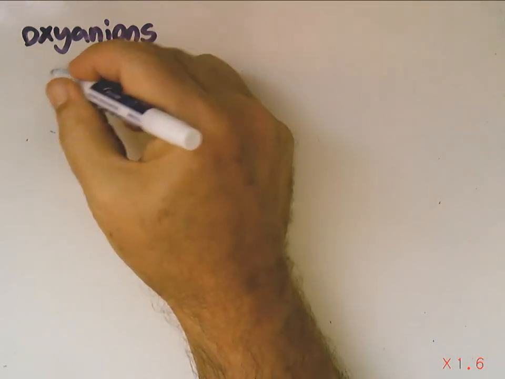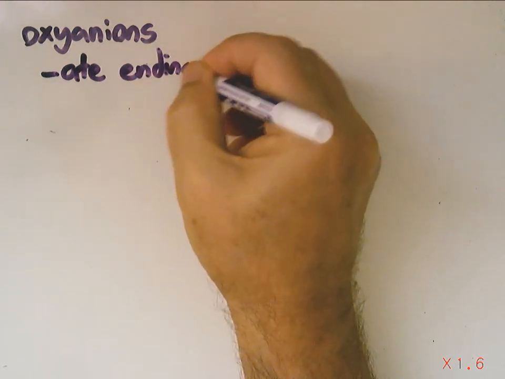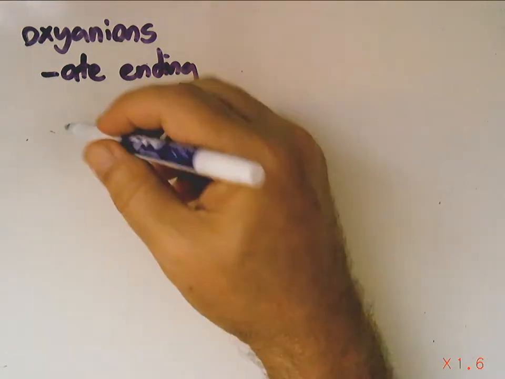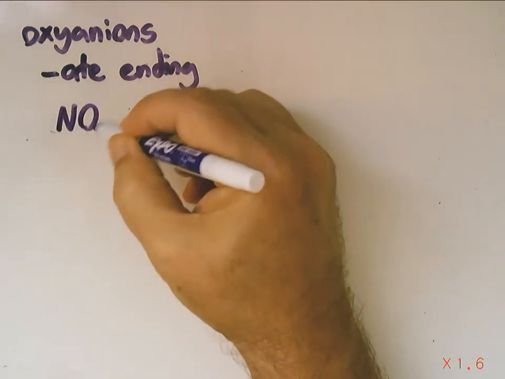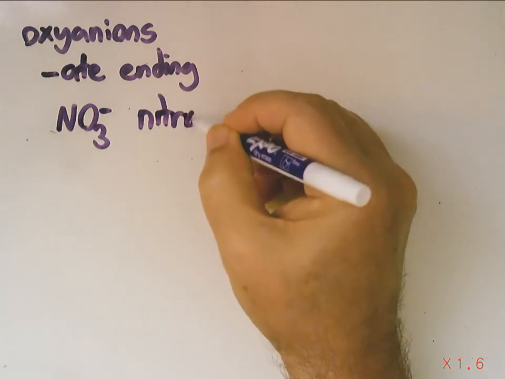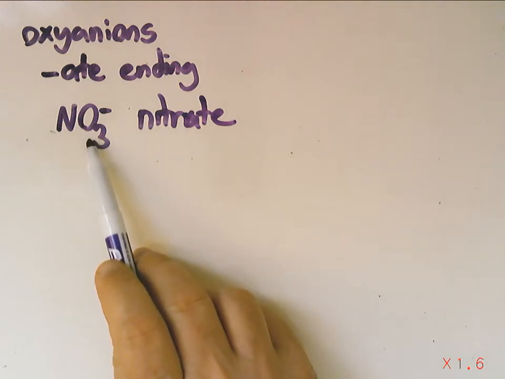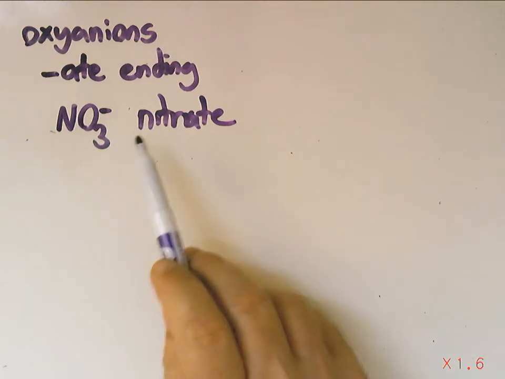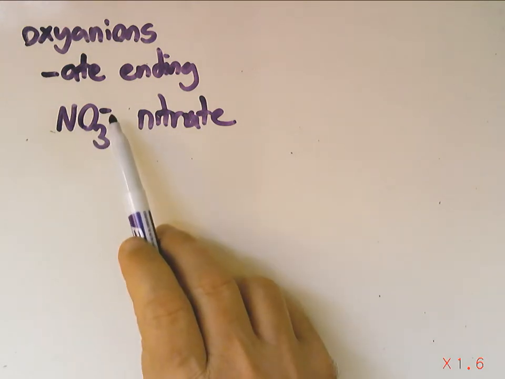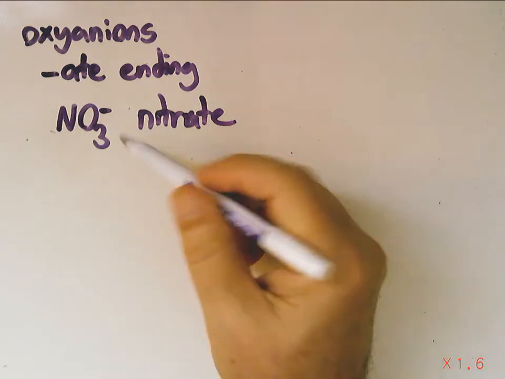The most common oxyanions have an ATE ending. And there are some of these that you are just going to need to memorize because they crop up so often. For example, this is nitrate. It is the most common oxygen-containing ion of nitrogen. So you combine nitrogen with oxygen and you make an ion out of it. This is the most common combo of nitrogen and oxygen as an anion.